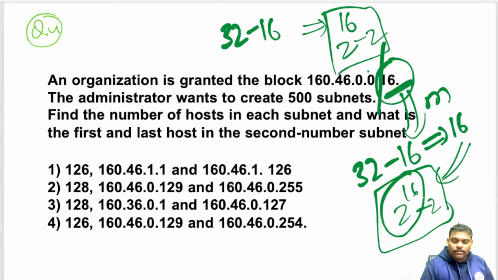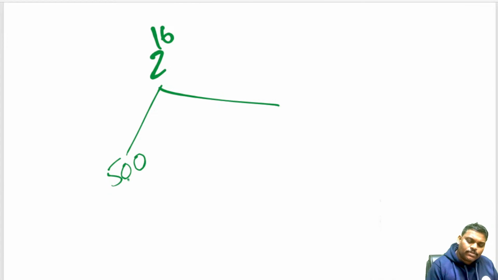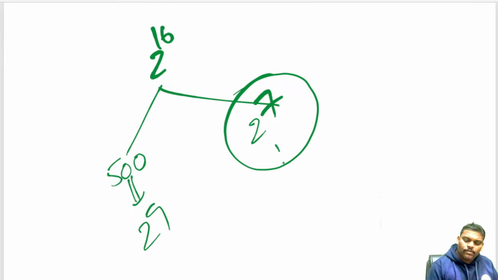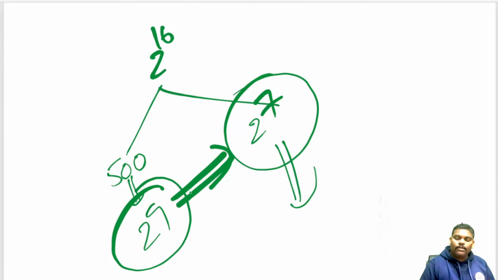But what is he saying? Out of these 2 power 16 host addresses, the administrator wants to create 500 subnets. So 2 power 9 approx. So the remaining is, sorry, 2 power 7. 2 power 9 subnets, and every subnet contains 2 power 7 hosts. Right, now check.